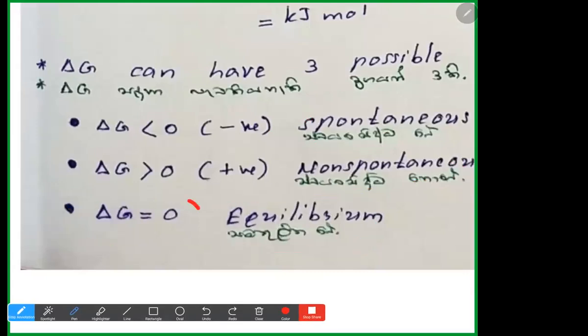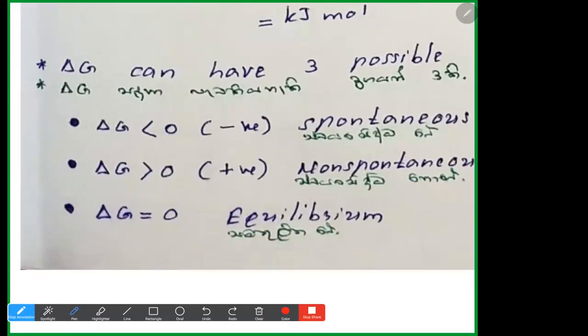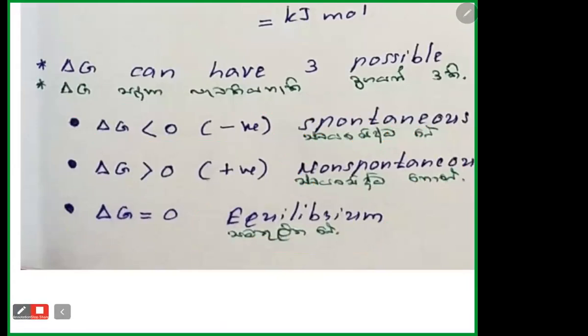In equilibrium conditions, we come across this again. When something is in equilibrium, the equilibrium constant equals 1. So, same condition, this is in equilibrium. But if K is very, very much greater than 1, that is spontaneous. If the equilibrium constant is very, very much less than 1, that is non-spontaneous. Get this correlation once we're done with equilibrium.